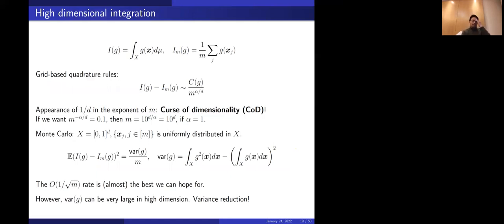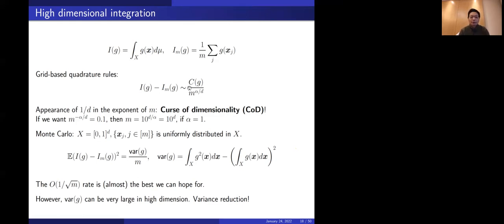Now, let me first make a remark about high dimension. There's one particular problem that we've been solving in high dimension pretty much routinely, and that's the problem of computing integrals. If you want to compute this integral using a classical quadrature rule, like Simpson's rule or the trapezoidal rule, it's going to have the curse of dimensionality. The error goes like 1 over m to the alpha over d. Remember, m is the number of parameters, and this 1 over d is the source of the curse of dimensionality.